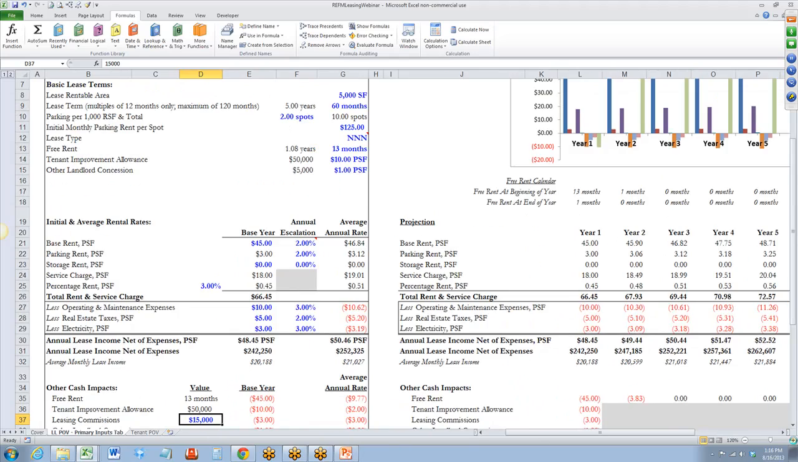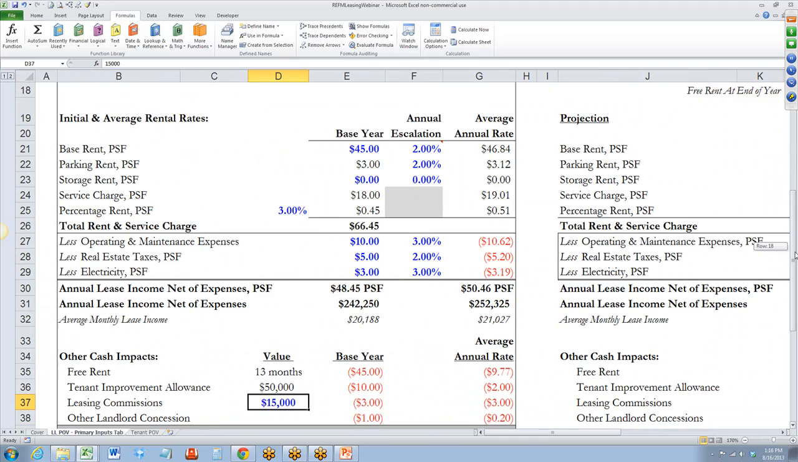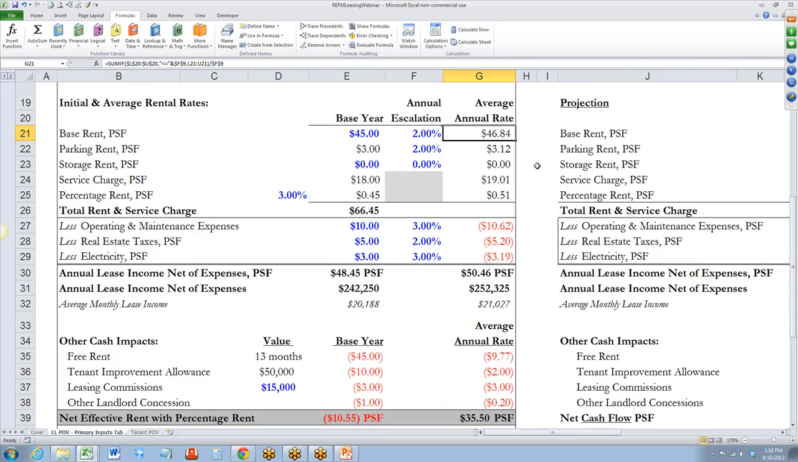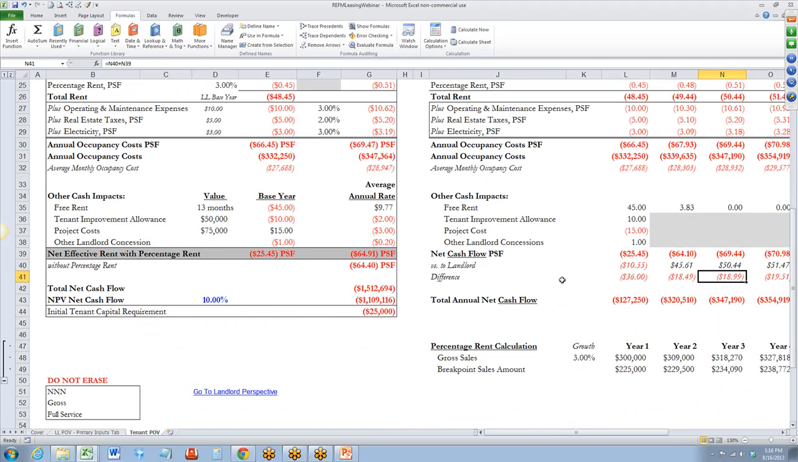One other thing that I want to point out here is we do show on an average annual basis, okay, the amounts for each of these line items. Okay, this is your base year. We had our individual years out to the right. If you want to look at it on an average basis to understand things such as the net effective rent here, we have performed all these calculations here, which basically blend it down given the assumed lease term and the growth rates and all the other inputs that we have made. And we do the same on the tenant point of view, where we get to a net effective rent with and without percentage rent.